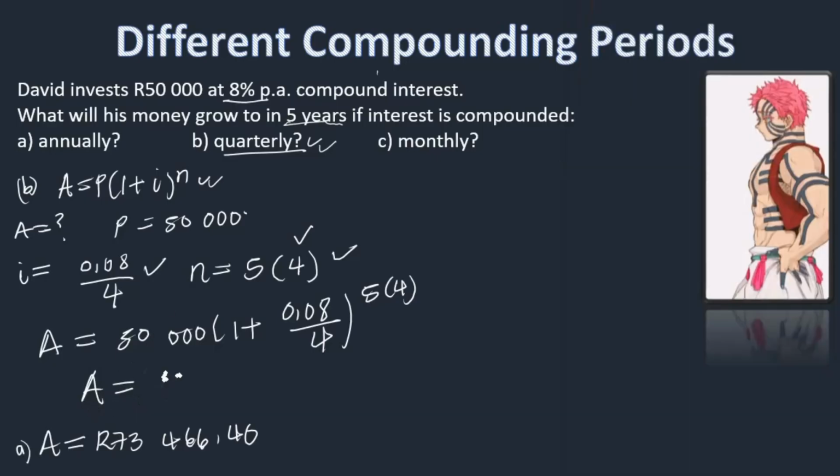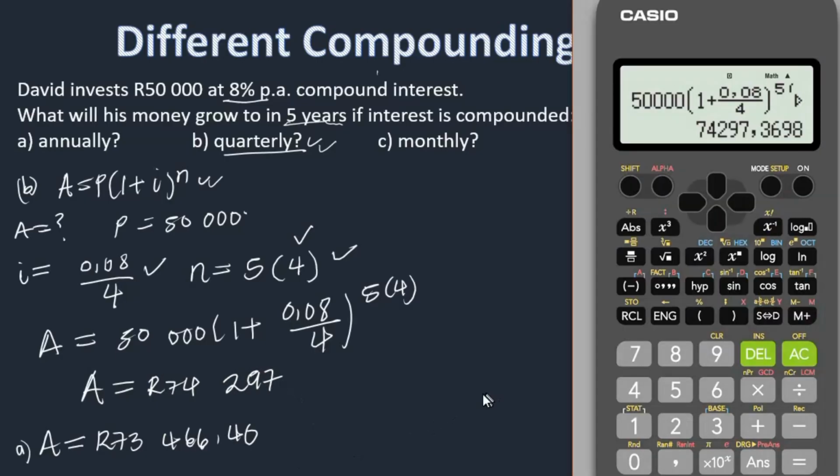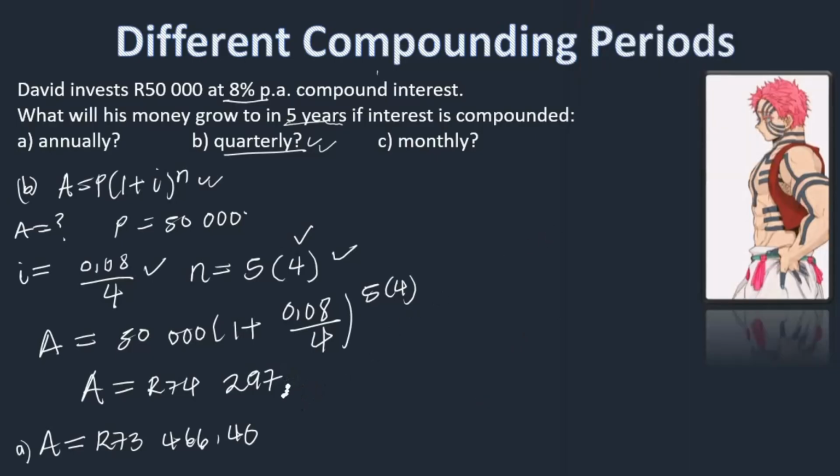So let's use that. My A is equals to 74,297. Any decimals? 0.37, rounded off to 2 decimals. 0.37. Now let me write it here. My accumulated amount in question B, that is 74,297.37. You see that? And then now the last part. But the last part, by now, I'm sure you can do it because you can see how we do things.